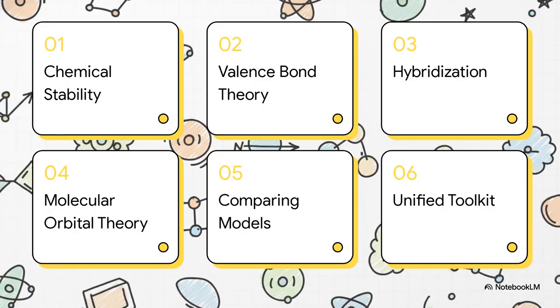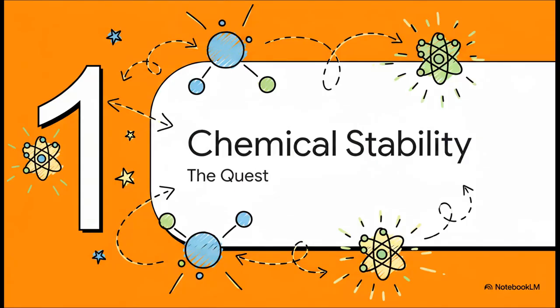Here's our roadmap for today. We'll start with a quest for chemical stability, dive into Valence Bond Theory and hybridization, unpack Molecular Orbital Theory, compare all these models, and finally, wrap up with the unified bonding toolkit. All right, part 1, the quest for chemical stability.